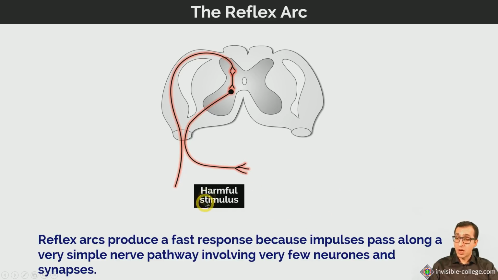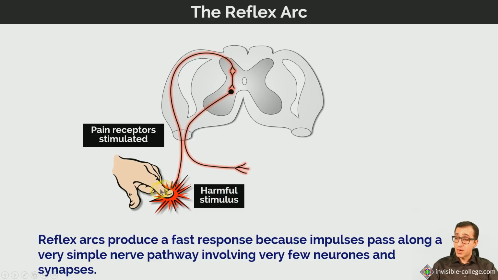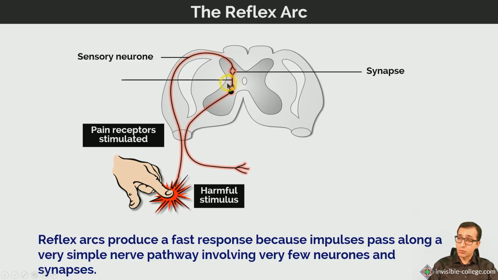So first of all, you have the harmful stimulus, such as, for example, touching something hot or banging your fingertip with a hammer. This is detected by receptors, in this case sensory neurons in the skin, pain receptors. Now these sensory neurons then send that signal, those nerve impulses, to the spinal cord, and those sensory neurons then synapse onto a relay neuron.